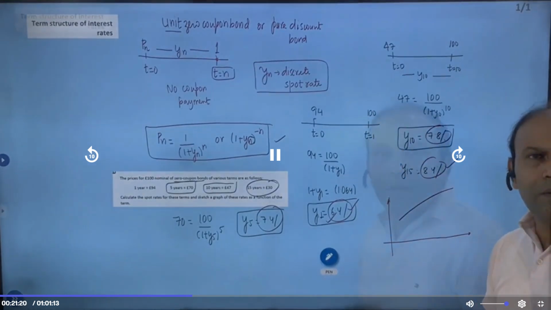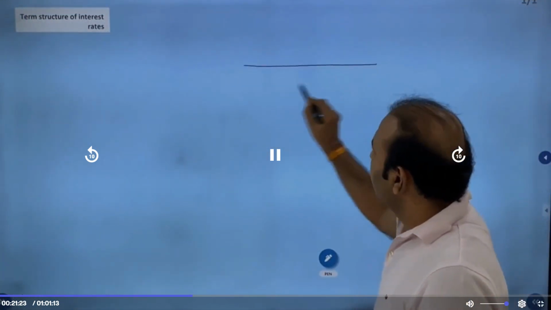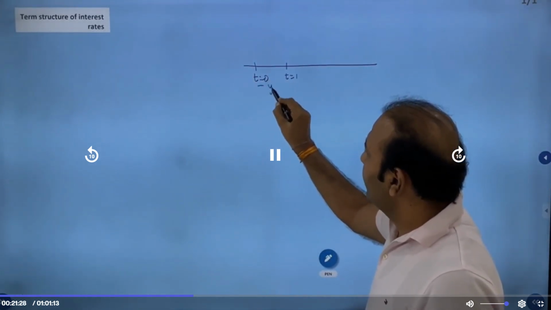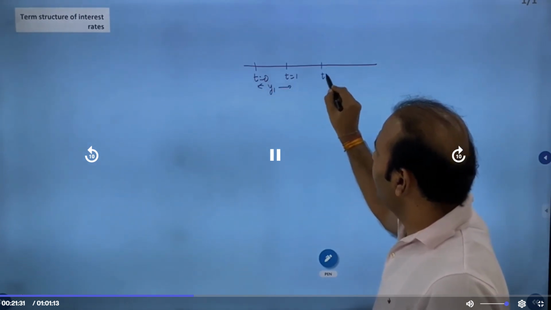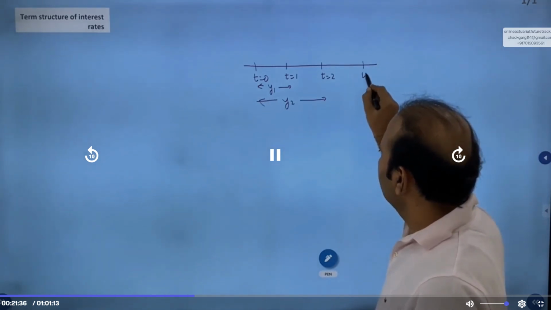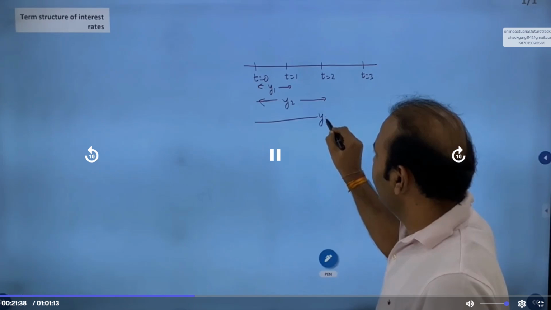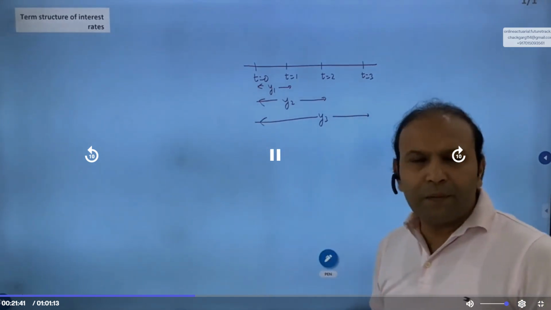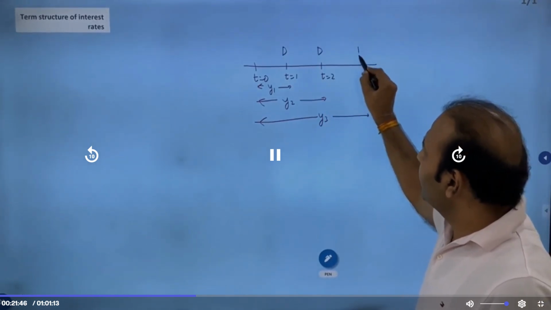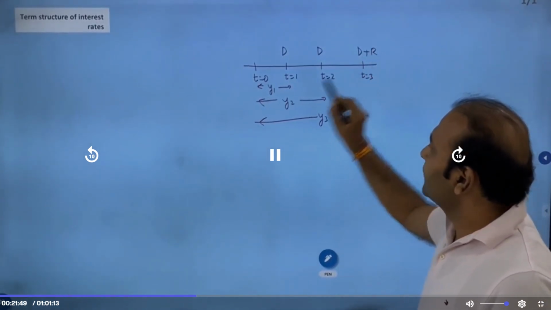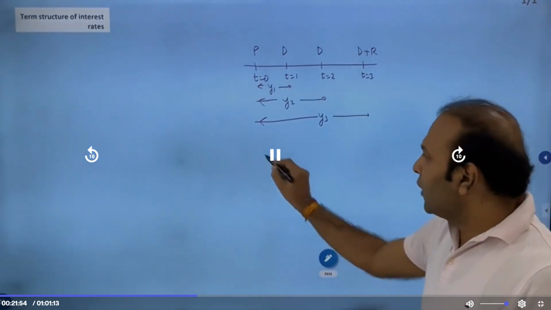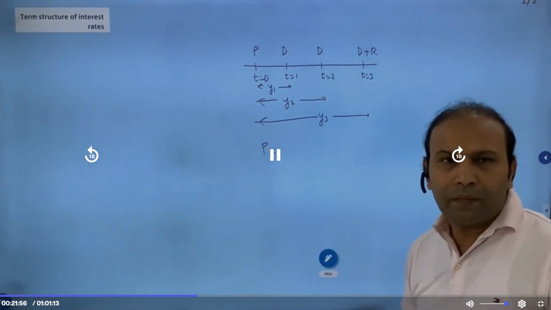Fine, class. Any problem? So class, let us suppose we are given the 1-year spot rate as y1, the 2-year spot rate as y2, and the 3-year spot rate as y3. Fine. And let us suppose we have a 3-year bond which is paying a coupon payment of D and redemption of R. And class, my aim is to find the price. Fine. So class, how to find the price using the spot rate?